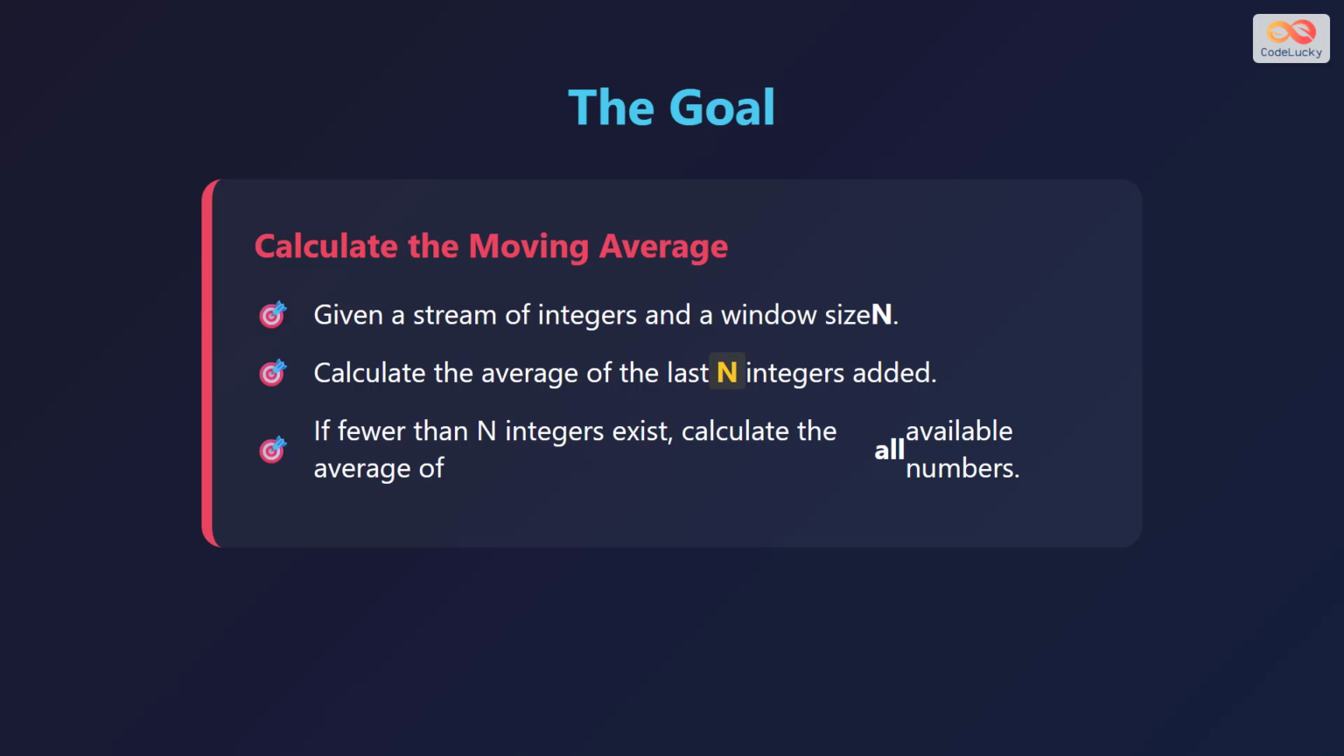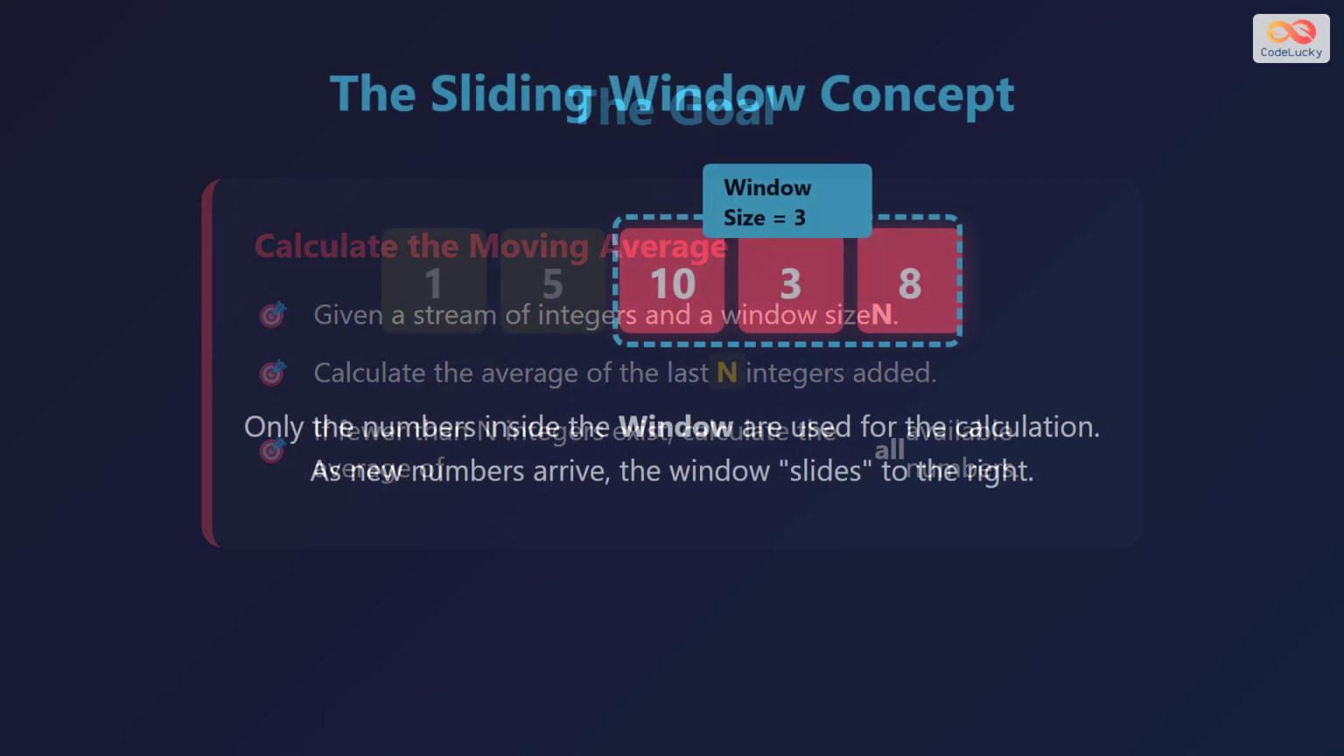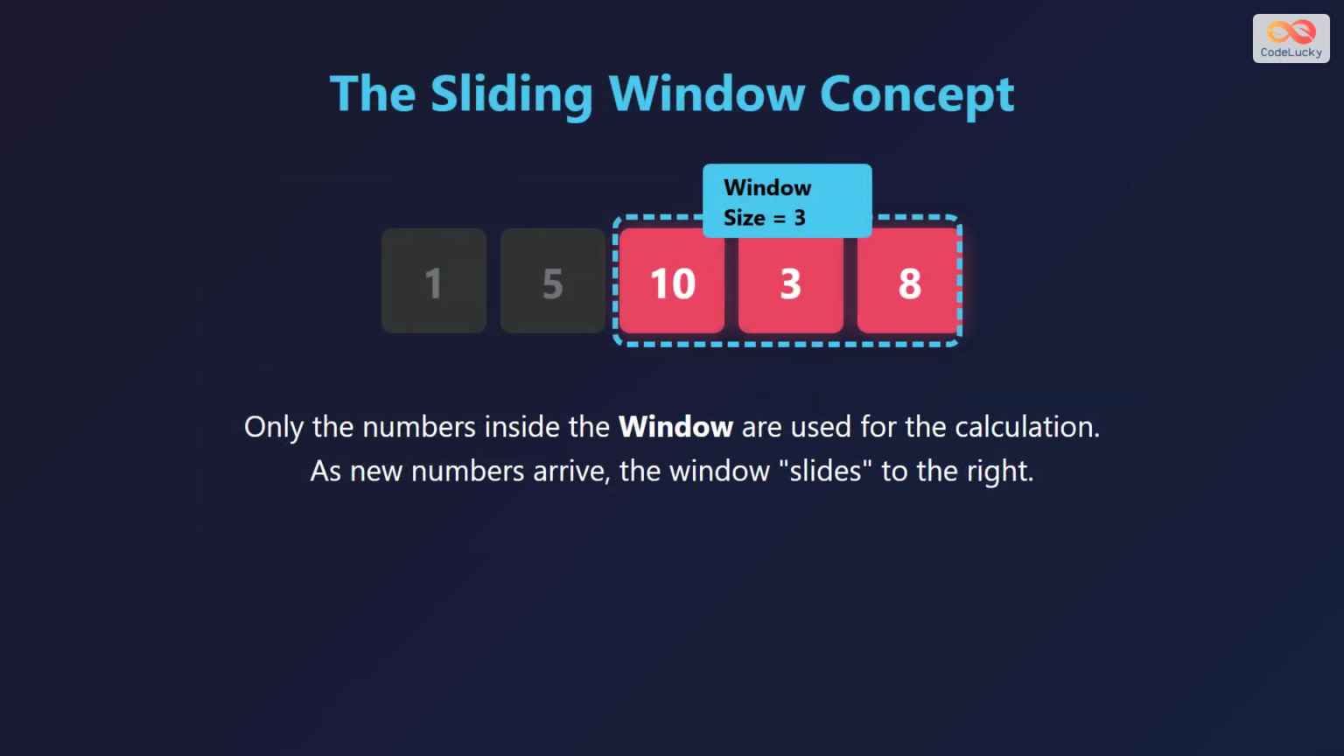Here is our goal. We need to design a system that accepts a stream of integers and a window size. Let's call it n. Our job is to calculate the average of only the last n integers seen so far. This concept is known as a sliding window. Imagine a frame that only fits a specific number of items. As new data comes in, the frame effectively slides over, including the new item and ignoring the oldest one.